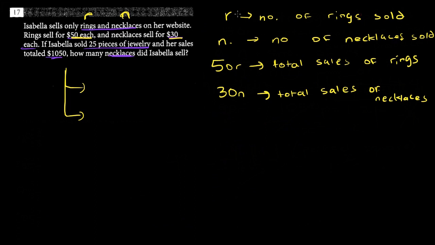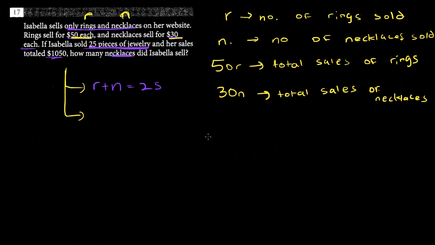With this information, now we can make two equations. The first one, it says we can find out how many pieces of jewelry, and they say that Isabella sold 25 pieces of jewelry in total. Well, we know that R is the number of rings sold and N is the number of necklaces sold. So R plus N should be equal to 25, right? Because Isabella is only selling rings and necklaces, right? So the total number of jewelry pieces she sells is going to be R plus N, which is 25.